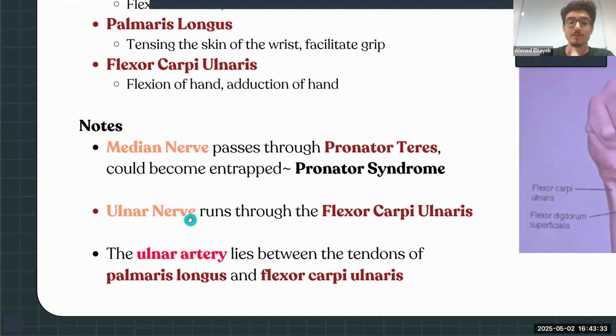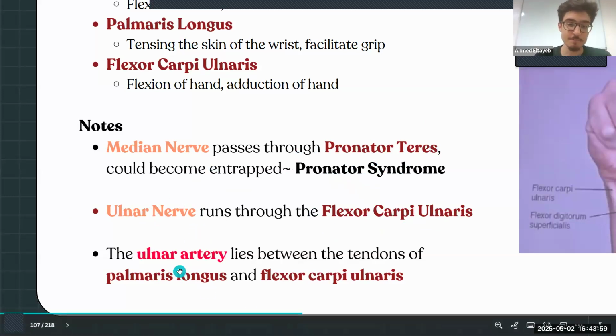Now it's very easy to remember because this muscle is supplied by this nerve, and this muscle is also supplied by this nerve. So median nerve pierces through pronator teres and can cause pronator syndrome, and ulnar nerve pierces through flexor carpi ulnaris. It has ulnaris as well in the name. And both of these are anterior, and in fact, they should be in the flexor compartment. You're not going to mix it up with extensor carpi ulnaris or something.